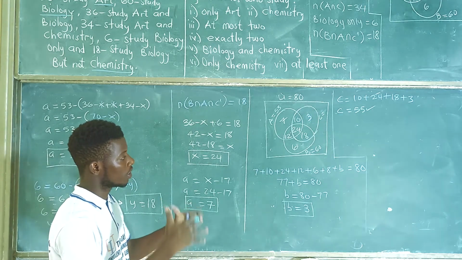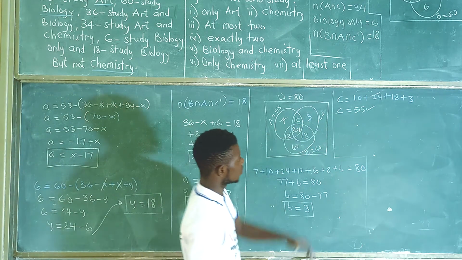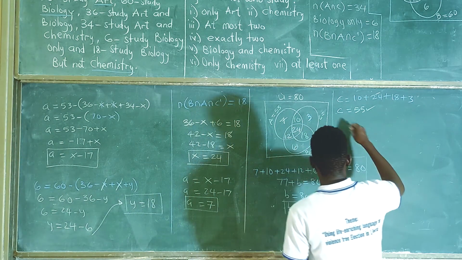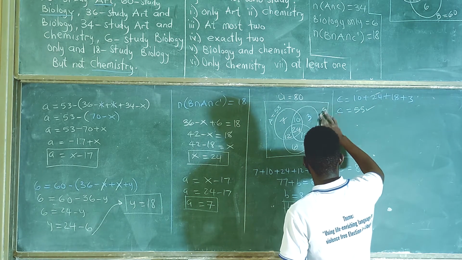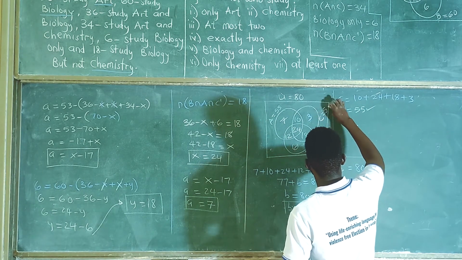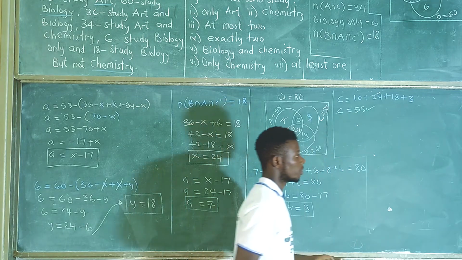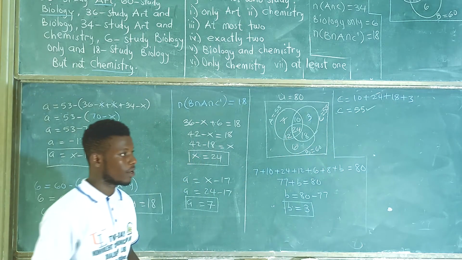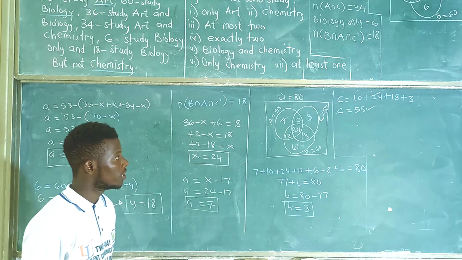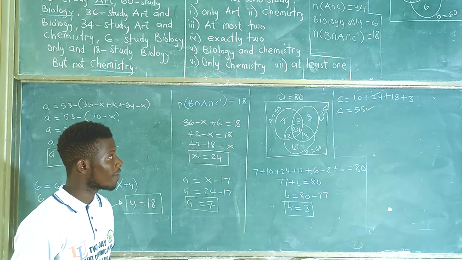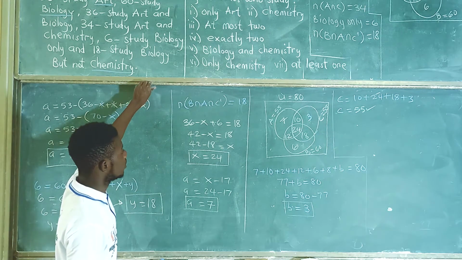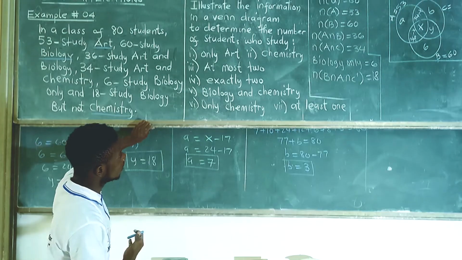Not chemistry only. Chemistry is 3. So the number of students who did chemistry will be 55, right there. Chemistry is 55. Now, based on the values we have, we can go to the questions and simply find the answers.